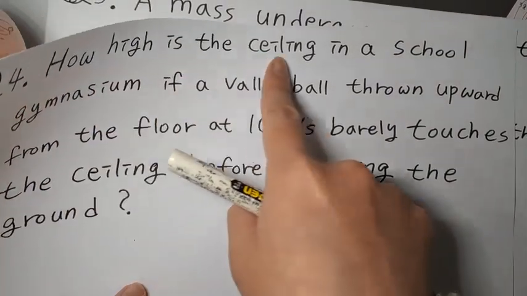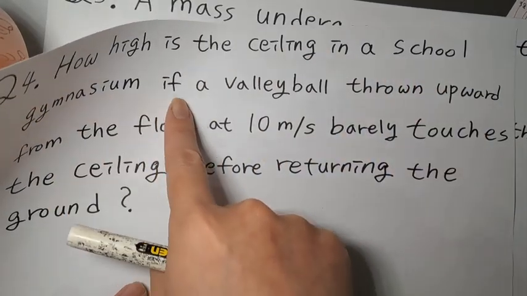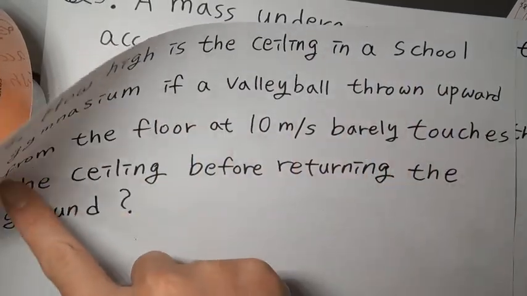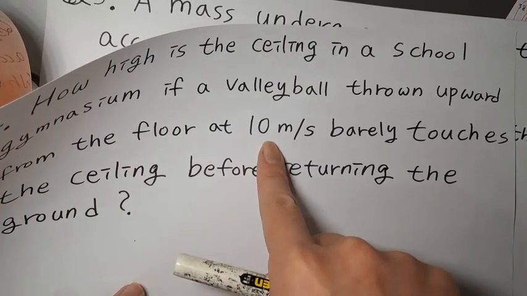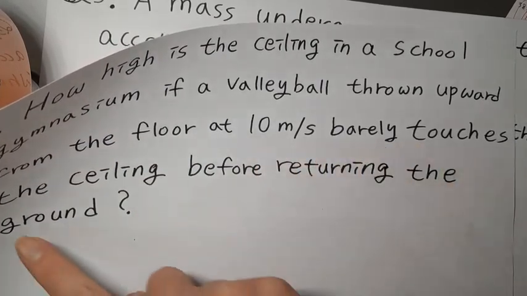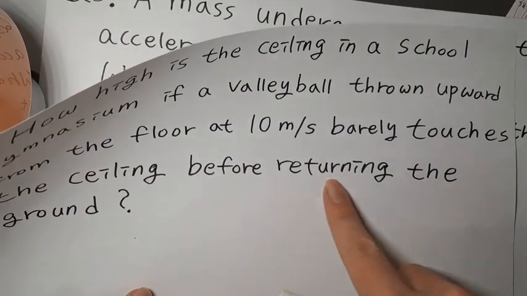How high is the ceiling in a school gymnasium? If a volleyball thrown upward from the floor at 10 meters per second barely touches the ceiling before returning to the ground.